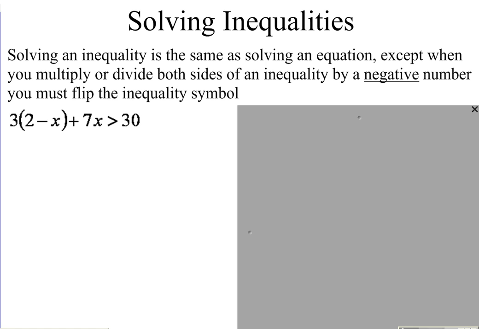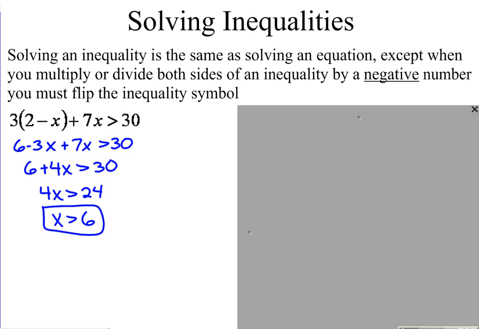So looking at this first example, we're going to begin solving this the same way we would as if it were an equation. So I'm going to start by distributing the 3. We get 6 minus 3x plus 7x is greater than 30. Add like terms. 6 plus 4x is greater than 30. Just as in solving an equation, we want to get the variable by itself. Same thing here in an inequality. I want to subtract 6, divide by 4.